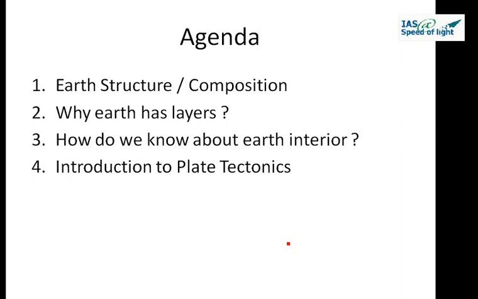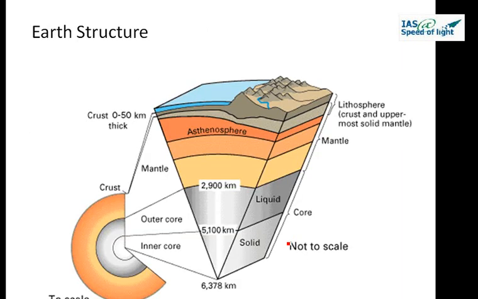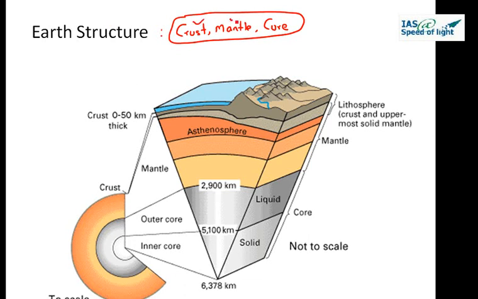Now we'll move to the agenda: the Earth structure and composition, why Earth has layers, how do we know about the Earth interior, and an introduction to the plate tectonics. Everything will lead to the plate tectonics, and we'll learn. It's a very simple topic. Okay, so let's move to the Earth structure. We all know we broadly divide Earth structure into three parts: the crust, the mantle, and the core. So these three are the basic three divisions of the Earth interior: the crust, the mantle, and the core.